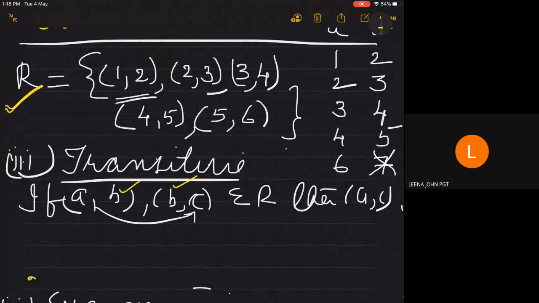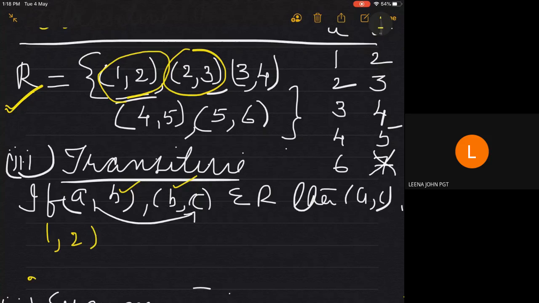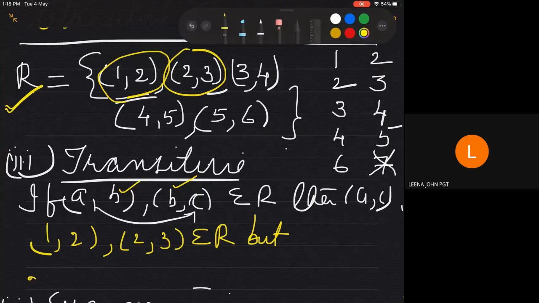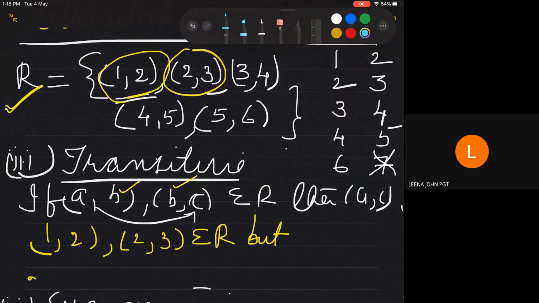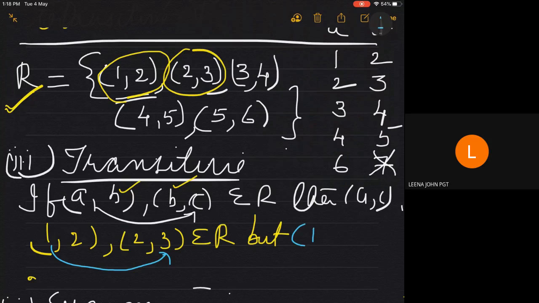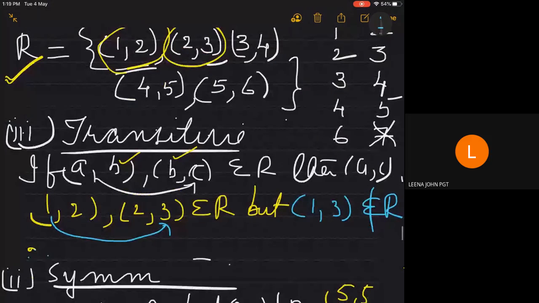Now from this current relation, you take such two ordered pairs. You can see here (1, 2) and (2, 3) are present in R. But what about its transitive ordered pair? What do you mean by transitive ordered pair? The first and the last, the common one is absorbed. But what about (1, 3)? You can see that (1, 3) is not present in R. Therefore, R is not transitive.